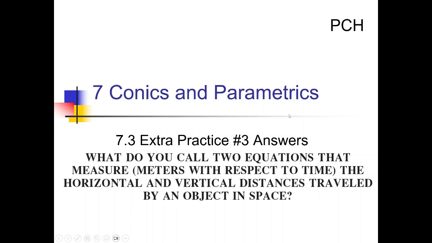Hi there, Mr. Sutton here, bringing you the Pre-Cal Honors 7-3 Extra Practice Number 3 solutions on parametric equations. This one we've got a puzzle to do, so let's go ahead and check that out.